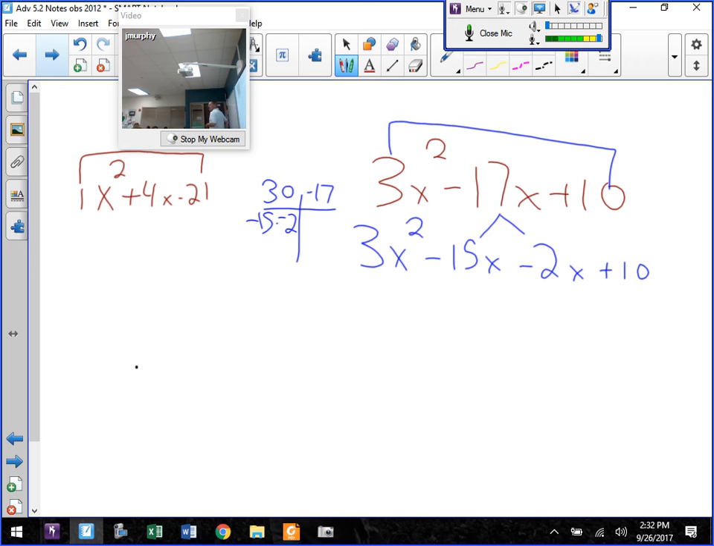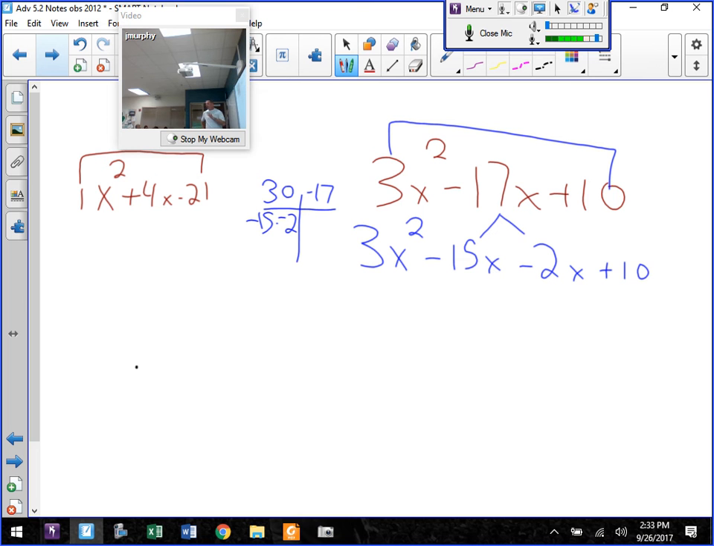What I'm doing is I split that middle term into 2 parts. And now this is where this whole idea of factoring by grouping comes into play. Because how many terms are there in the quadratic? There's 4. Which means I can get the GCF of the grouping of the first 2 and the GCF of the grouping of the second 2.